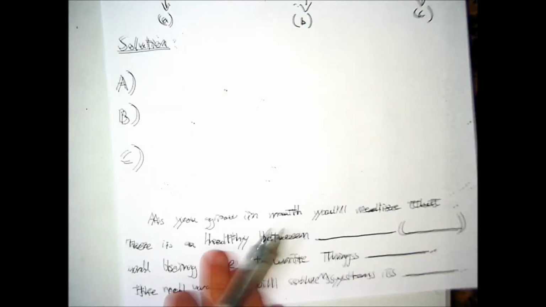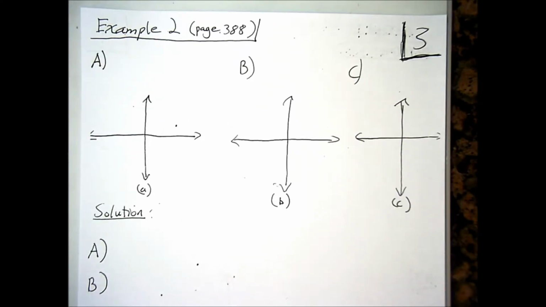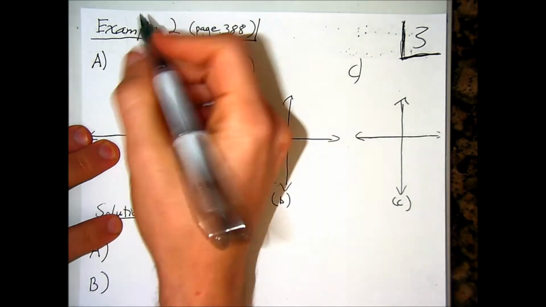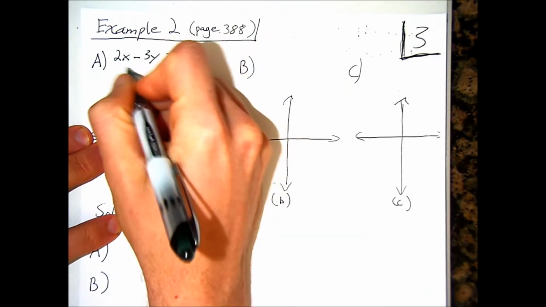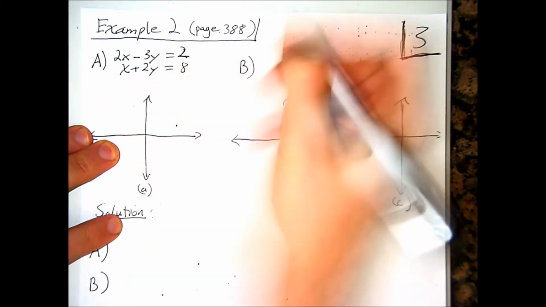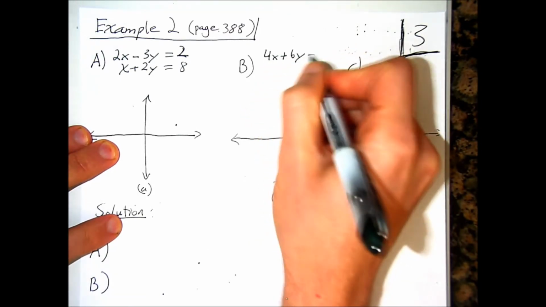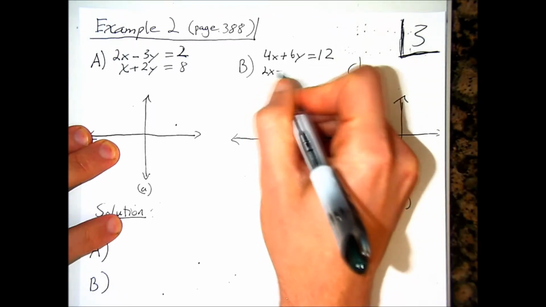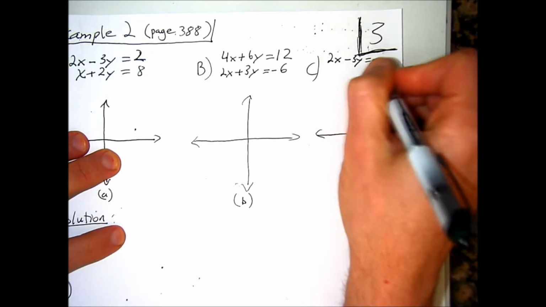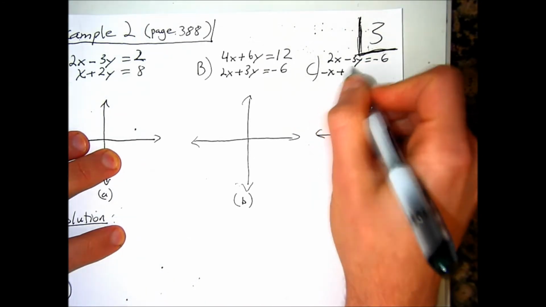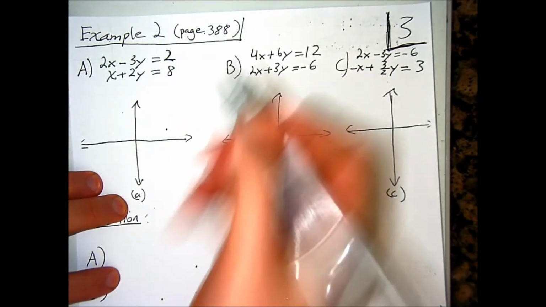So that example 2 on page 388, we have three different systems here. 2x minus 3y equals 2. We have x plus 2y equals 8. We have 4x plus 6y equals 12. We have 2x plus 3y equals negative 6. We have 2x minus 3y equals negative 6. And we have negative x plus 3 halves y equals 3.